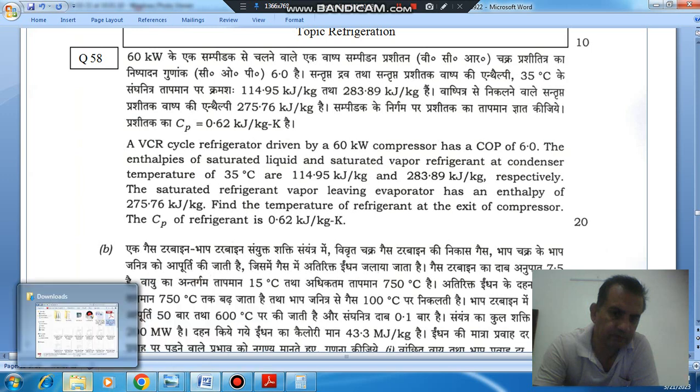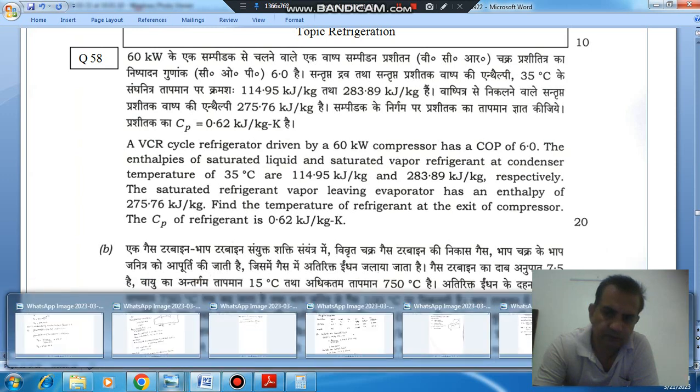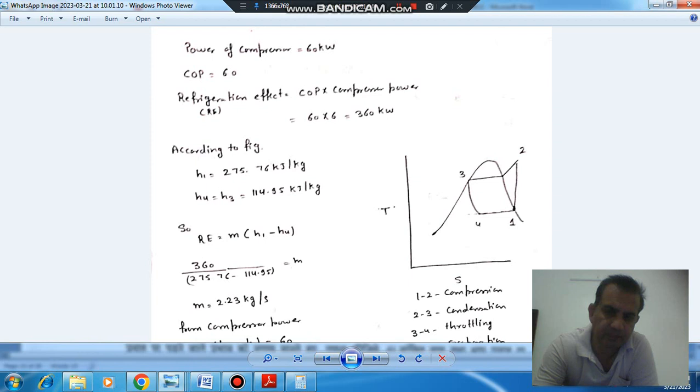So here, this is your vapor compression cycle. 1-2 is compression, 2-3 is condensation, 3-4 is throttling, and 4-1 is evaporation. As the power of the compressor is given as 60 kilowatt and COP is given as 6, the refrigerating effect is COP times power, so 60 into 6, that is 360 kilowatt.